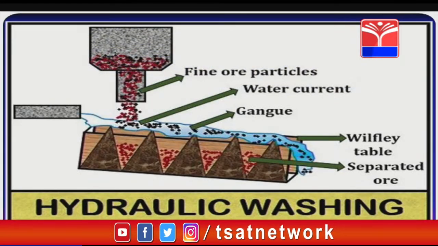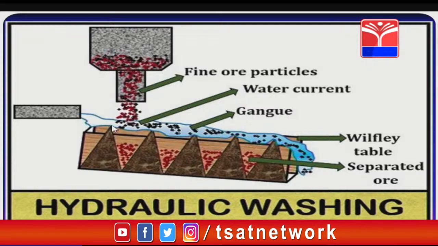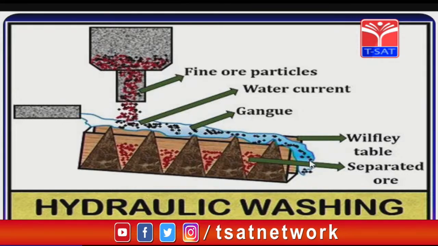So, if you see this picture, children, this is the way hydraulic washing is taking place. From here, the fine ore particles are being poured, and through this pipe a jet of water is allowed to flow, and this fine ore gets mixed with the water, and you can see the lighter impurities move along with the jet of water, and then the heavier ore particles are separated. In this way, concentration or dressing of ore takes place with the help of water. This process is called hydraulic washing.